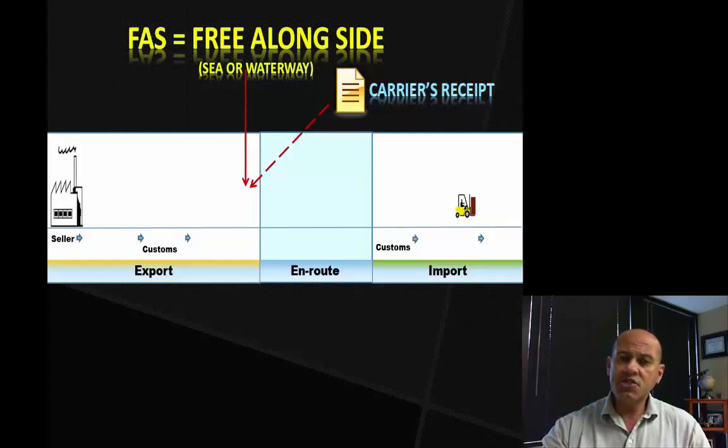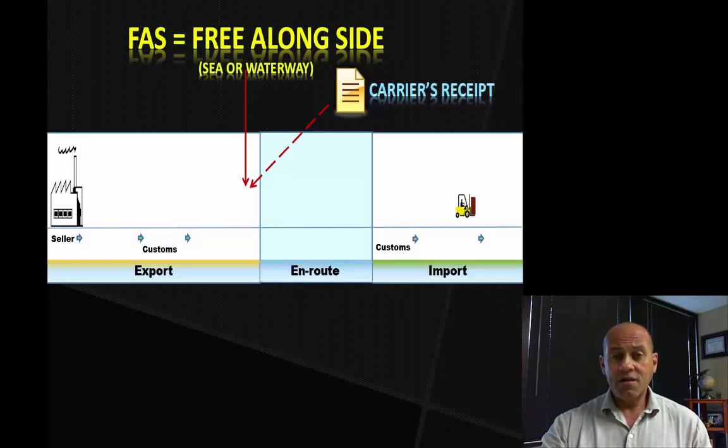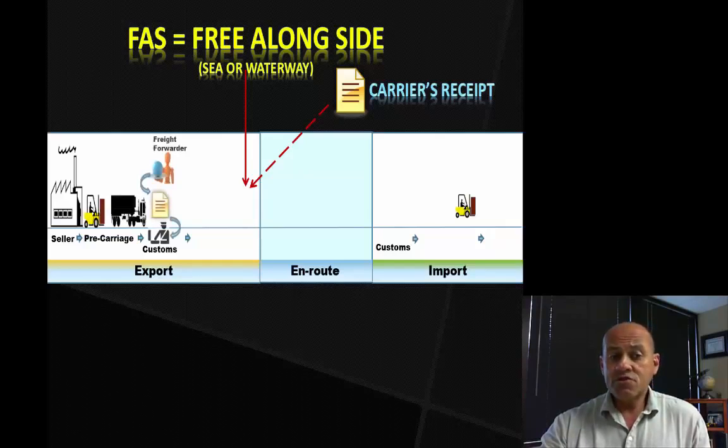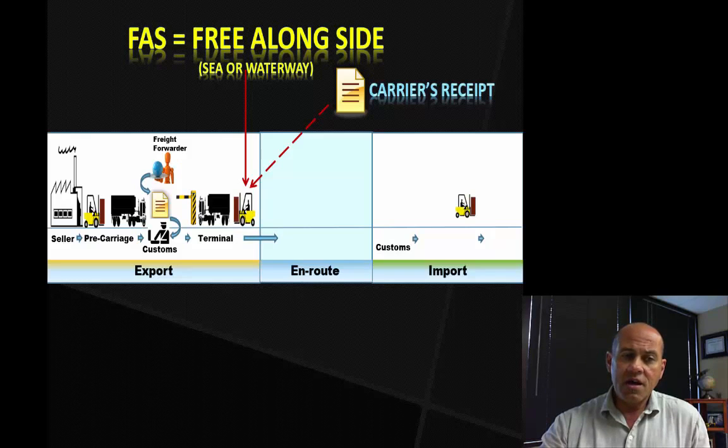So free alongside ship now means that the seller is going to create the goods, have the goods available, load them onto a truck. They will have their trucker deliver those to the terminal, cover all the customs formalities, loading, making those goods available at the terminal. So they're not actually going to load the goods onto the ship, but they'll have the goods free alongside ship.